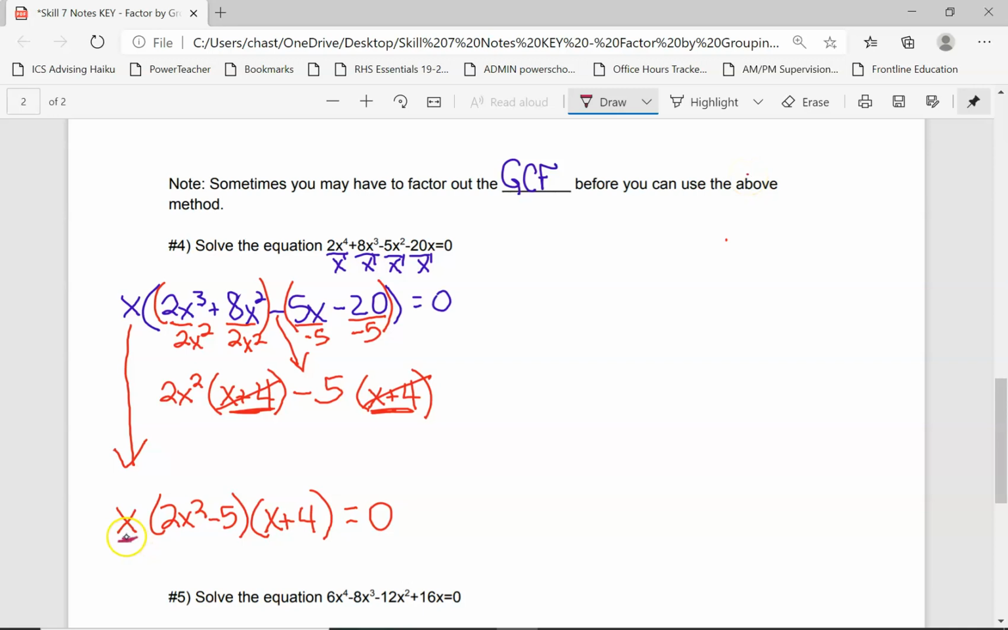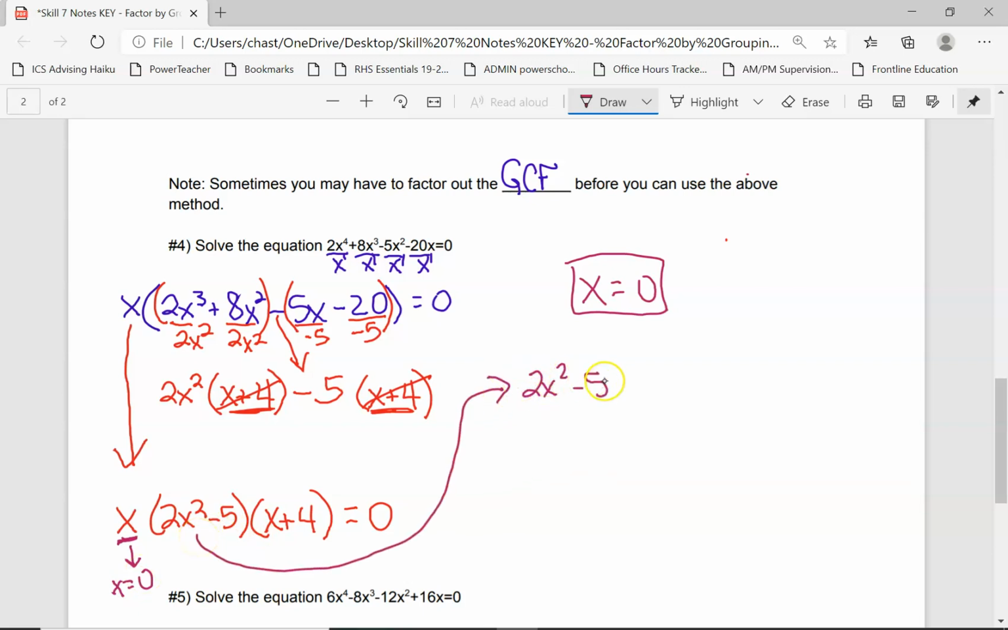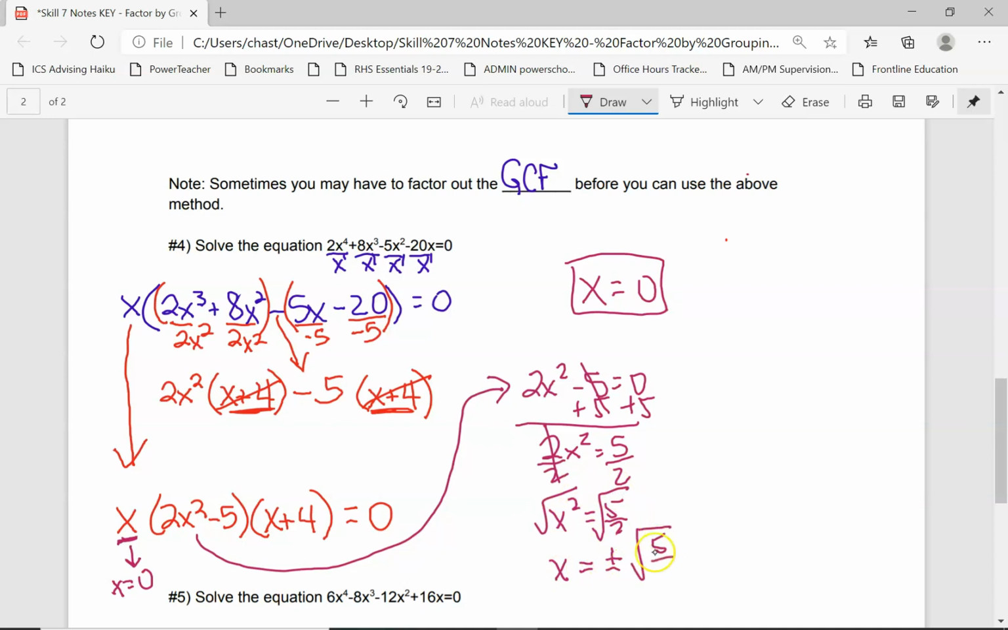A lot of people forget about this first factor. x equals 0 is a solution. So for that, I literally just say x equals 0. There's nothing to solve. That's a solution. Now the next one, 2x squared minus 5 equals 0. So I need to add 5 to both sides. Divide by 2. We already saw a solution like this. Take the square root of both sides, get rid of the square, and we get plus or minus square root of 5/2. That'll be another solution.